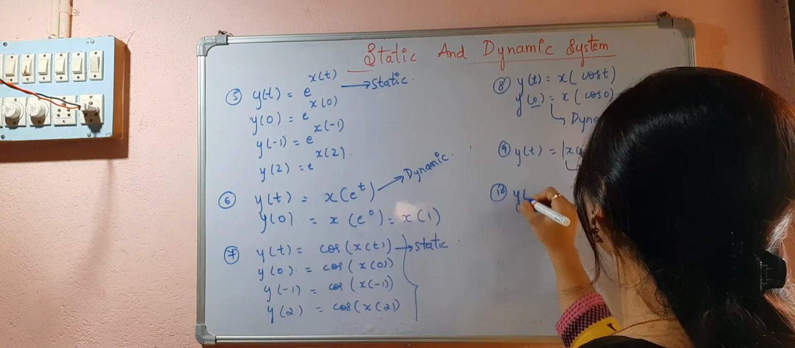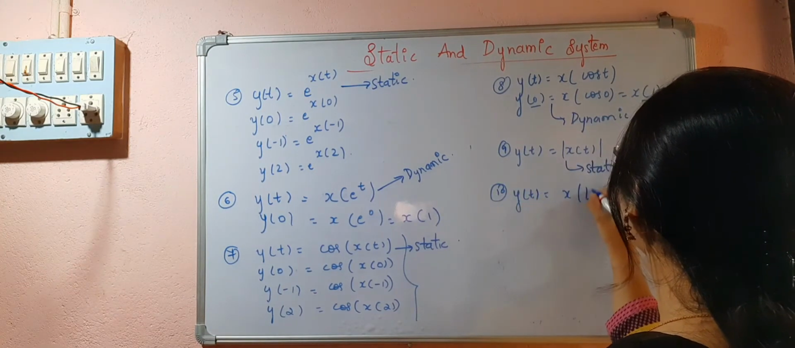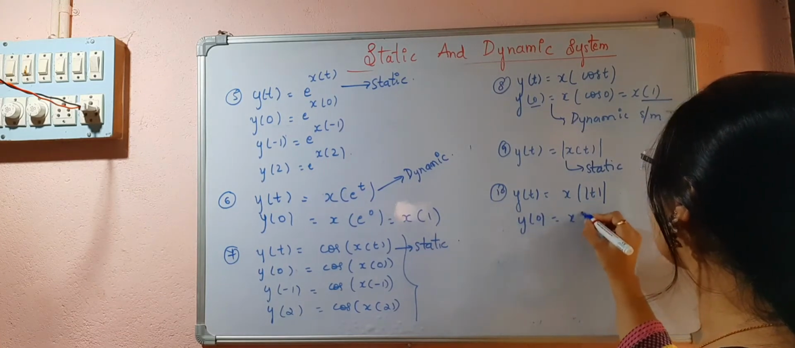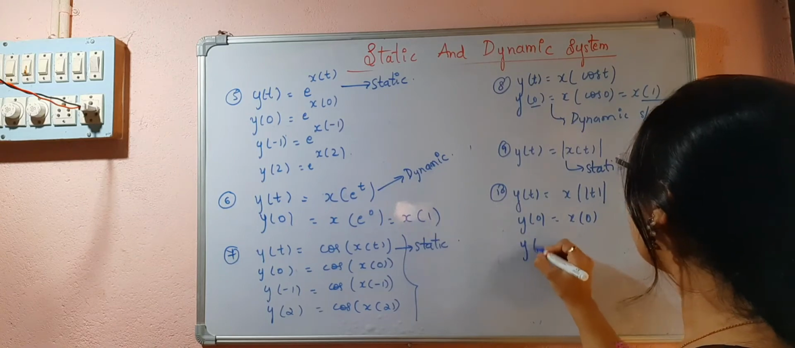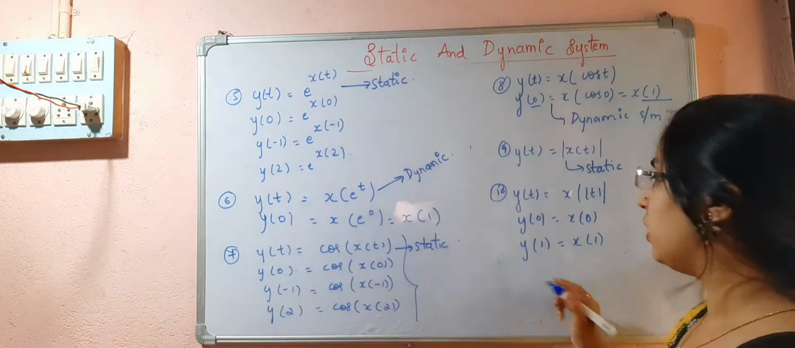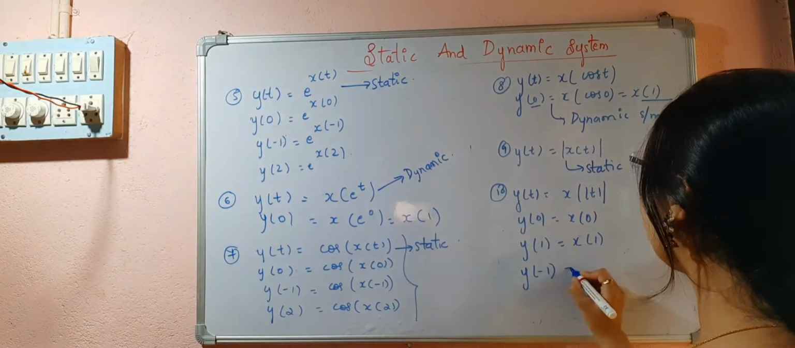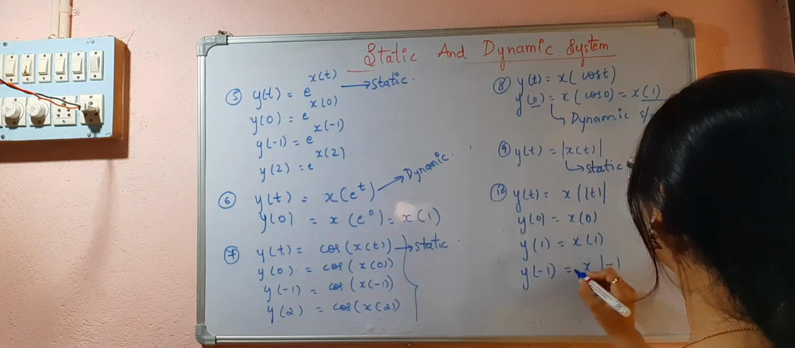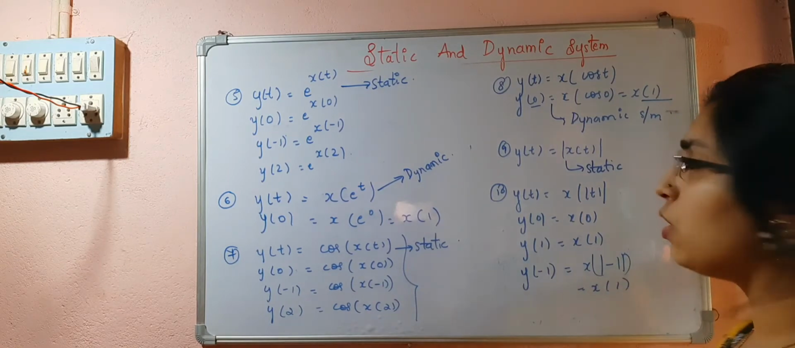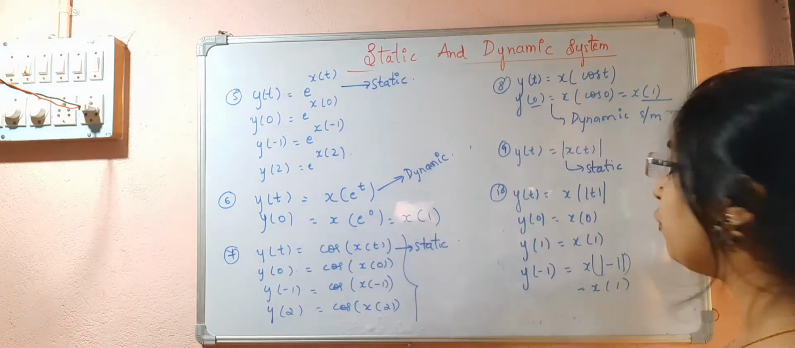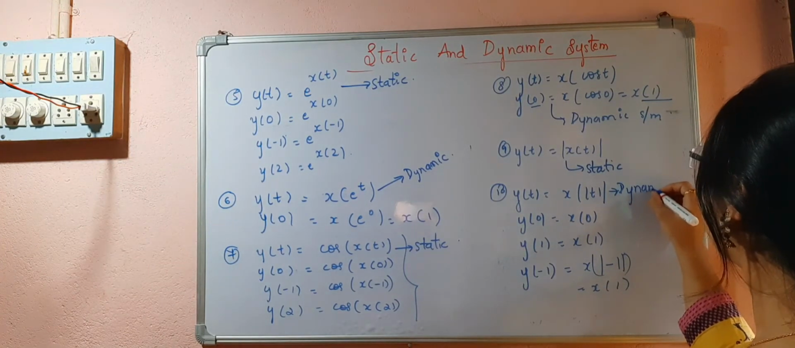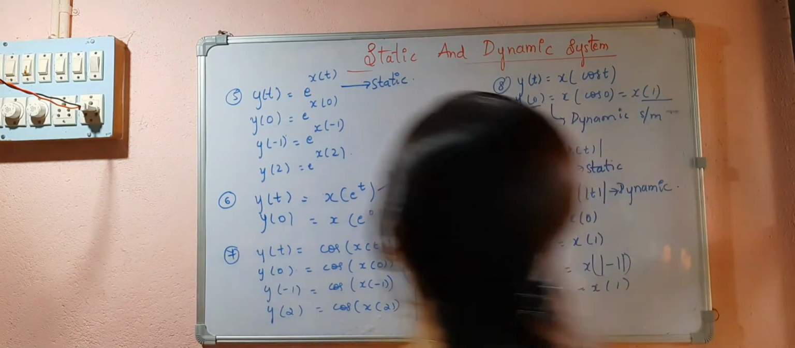y of t is equal to x of mod t. See, in this case, y of 0 is equal to x of 0. y of 1 is equal to x of 1. That is also satisfying the condition. But now if I take y of minus 1, in this case mod of minus 1 is 1, so it is x of 1. So it is depending upon the future value of the input. So this is a dynamic system.